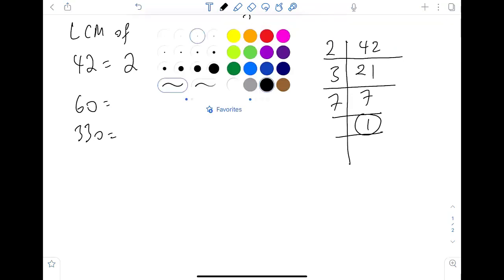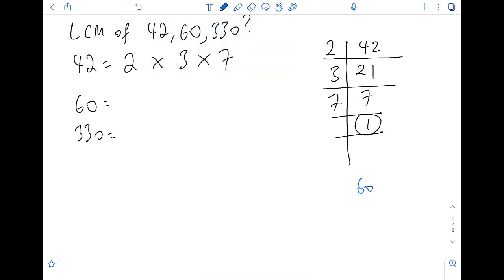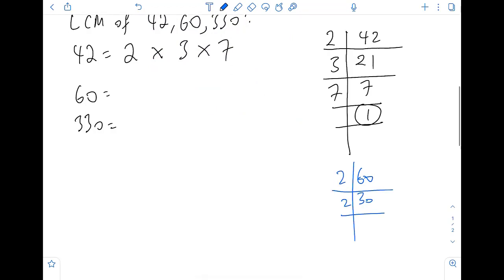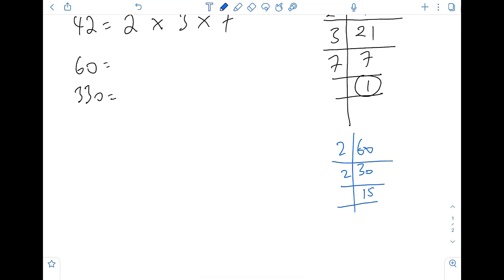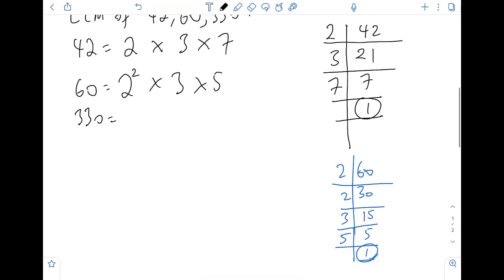So let's do it for 60 in blue. 60, ladder method, divide by 2, you get 30. Further divide by 2, you get 15. And then 15 cannot divide by 2, the next prime number is 3. I can divide by 3 to get 5. 5 divided by 5 gives 1, you stop here. So what is 60 equal to? 2 squared times 3 times 5.